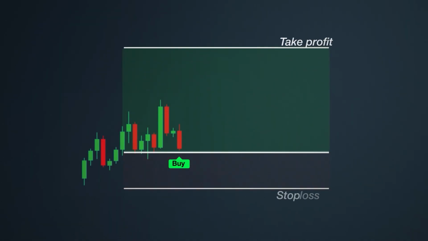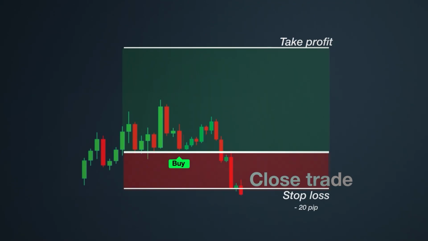Now let's get into the stop loss. One of the most important tools in trading is a stop loss. A stop loss is a risk control feature that automatically closes your trade once the trade goes against you by a certain amount. Let's say you enter a trade and place a 20 pip stop loss. If the market drops 20 pips, your trade automatically closes. This protects your capital and your account from being completely wiped out.